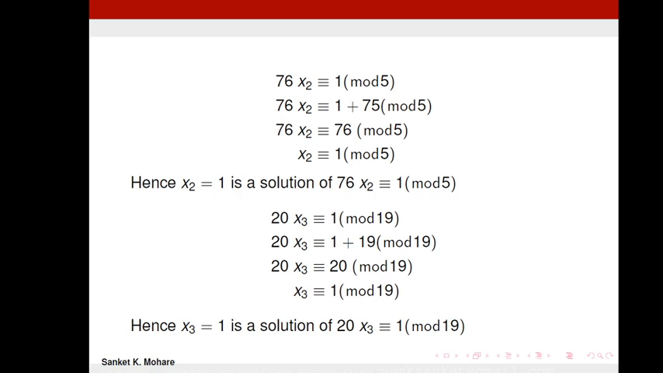Hence the simultaneous solution is x equal to the summation of ai xi capital Ni, where i varies from 1 to 3. So substituting the values of a1, x1 and capital N1 in this equation, we obtain x is equal to minus 53. So therefore x is equal to minus 53 modulo 380 is the simultaneous solution.